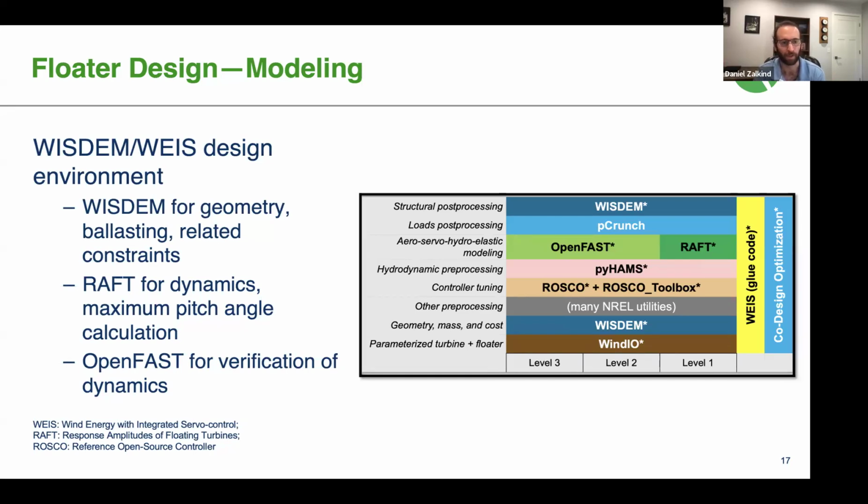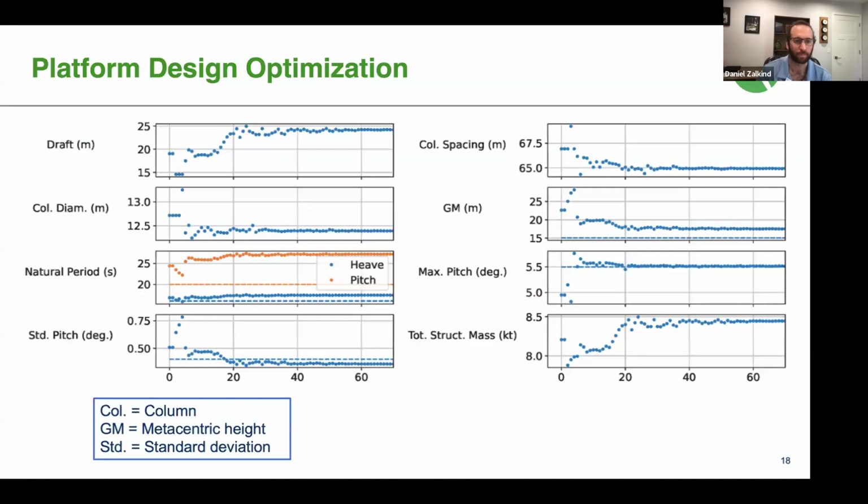So we used RAFT to do dynamics. This is a lower order model that in the frequency domain gives us steady state pitch angles and maximum offsets for cabling constraints. We used that to do a design optimization of the platform. Then we used OpenFAST to verify those dynamics and also do our controller design. On the next slide is a convergence of this design optimization.